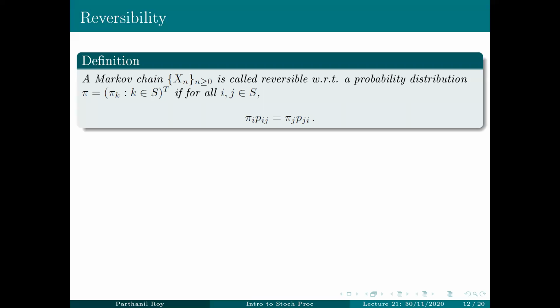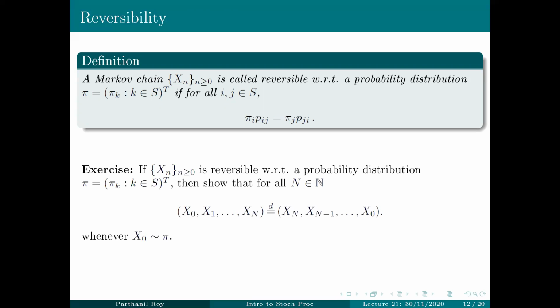A Markov chain Xn is called reversible with respect to a probability distribution pi if pi i times pij equals pi j times pji. Now, why this name reversible? That would become clear from this exercise that tells you that if you have a Markov chain that is reversible with respect to a probability distribution pi, and you start the Markov chain at the distribution pi, then for any positive integer n, the joint distribution of x0, x1 all the way up to xn is the same as the joint distribution of xn, xn minus 1 all the way to x0.